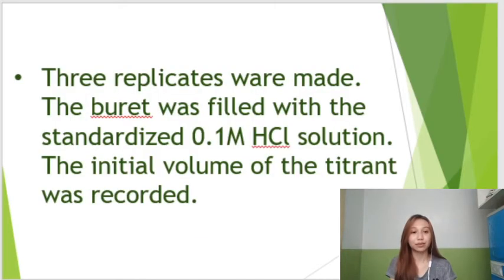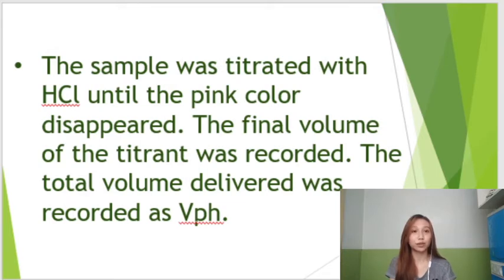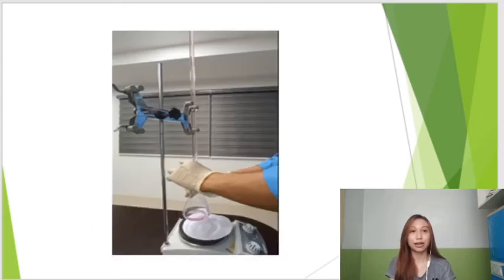3 replicates were made. The burette was filled with a standardized 0.1 M HCl solution. The initial volume of the titrant was recorded. The sample was titrated with HCl until the pink color disappeared. The final volume of the titrant was recorded. The total volume delivered was recorded as VPH.